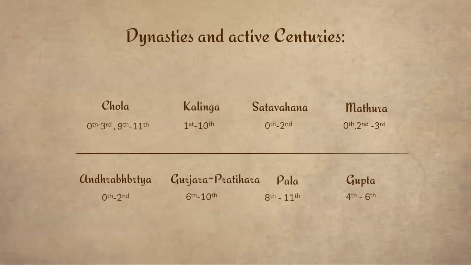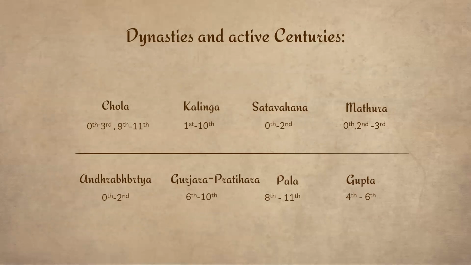So these are the dynasties which we have chosen. We have chosen 15 dynasties. There are a lot more, but we restricted to this because of timestamps and so on. So we had to choose 15 dynasties. These are pretty much the dynasties: Chola, Kalinga, Satavahana, Madura, Andhra Bhartiya, Gurjara, Pradihara, Pala, Gupta. These are different dynasties which we have used as a part of this project.